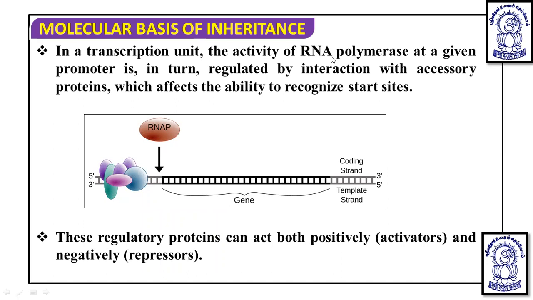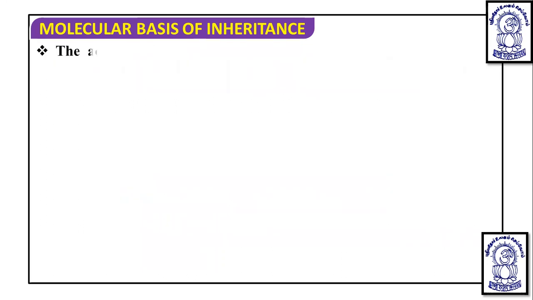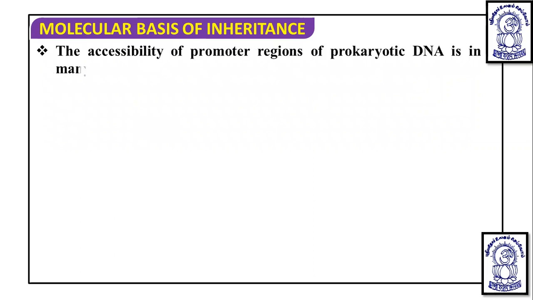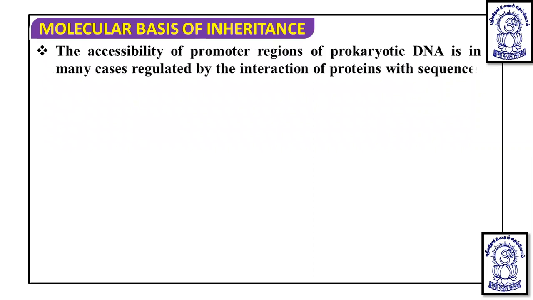So we are going to discuss how these activators are produced and how they work. The accessibility of the promoter region of prokaryotic DNA is in many cases regulated by the interaction of proteins with the sequence termed operator. See, in the operon, to understand this regulation of gene expression, the operon model is given. In the operon model, certain genes are present in a particular sequence. They have some regulatory genes. Then the product of this regulatory gene binds with the operator. Promoter is a different gene where the RNA polymerase interacts, and there are different structural genes.